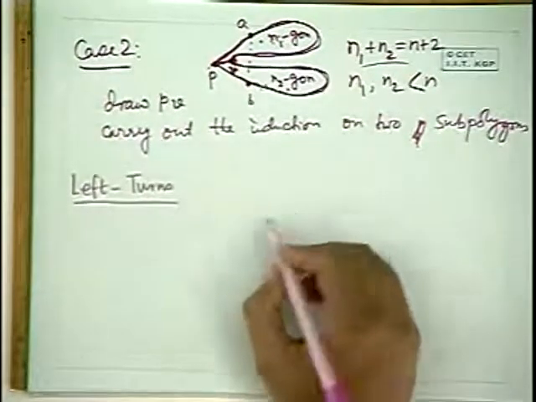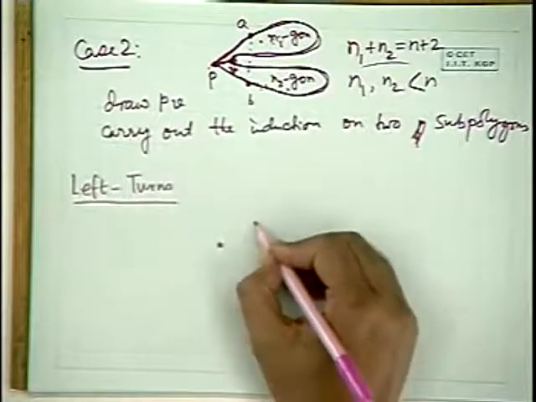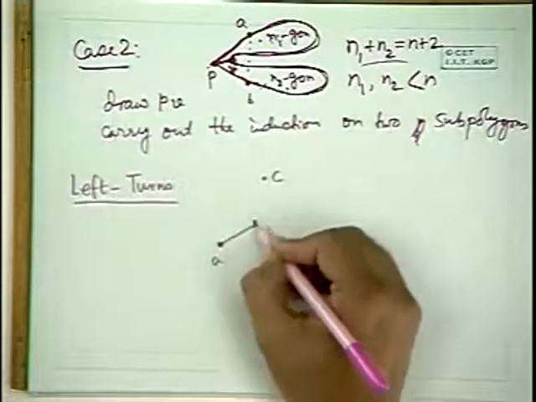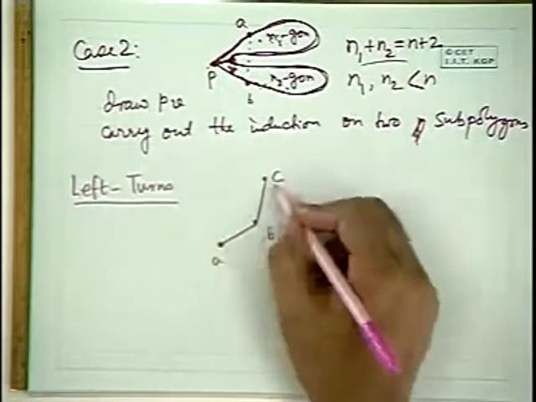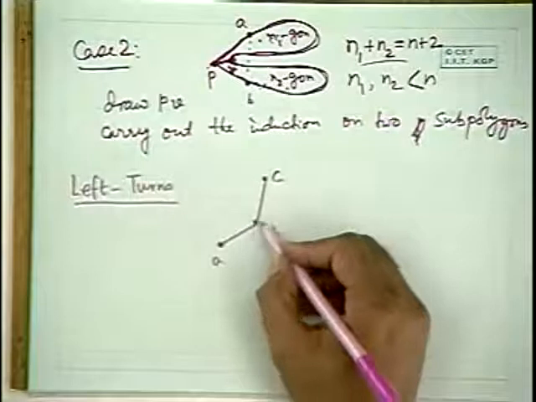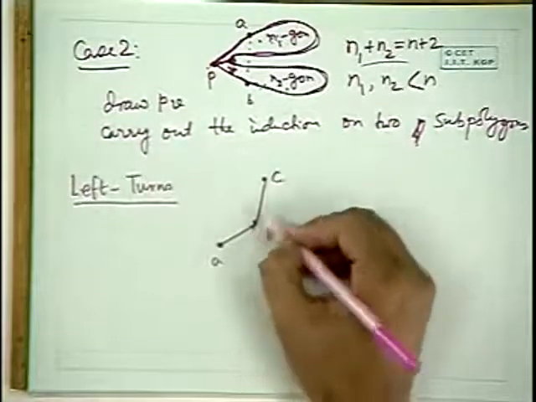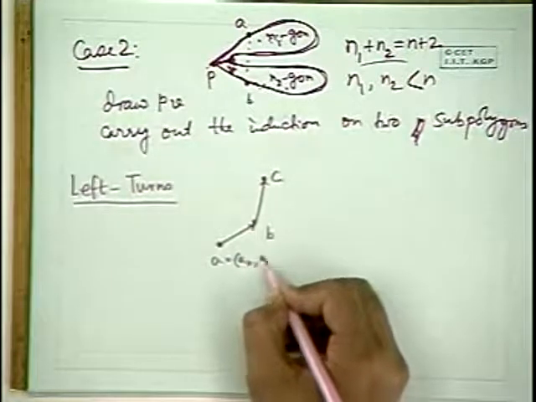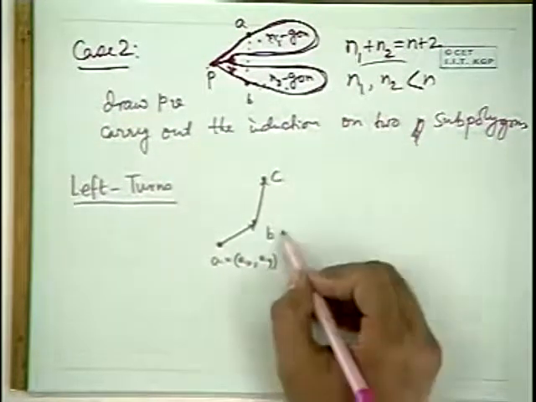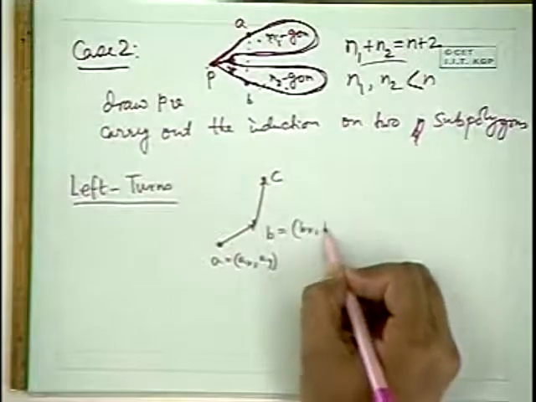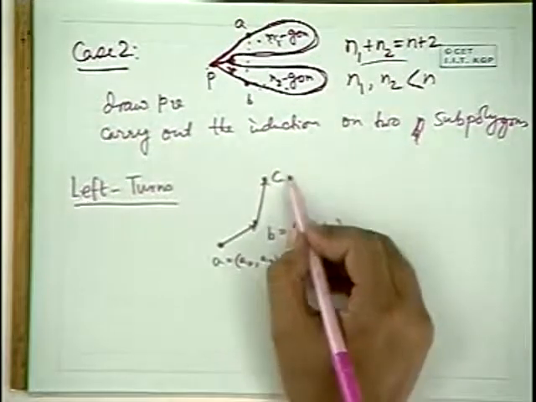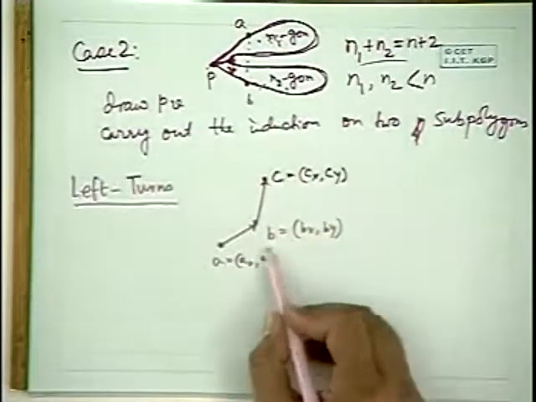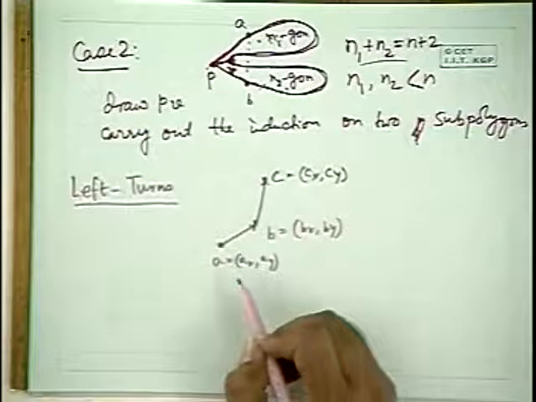What is a left turn? Suppose I have 3 vertices A, B, C, and I know I am traversing them in a counterclockwise manner. So A, B, C, and suppose AX and AY are the X and Y coordinates of A. Similarly, B is BX, BY, C is CX, CY. So these are the X and Y coordinates of these 3 points.